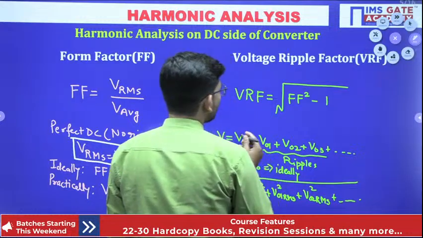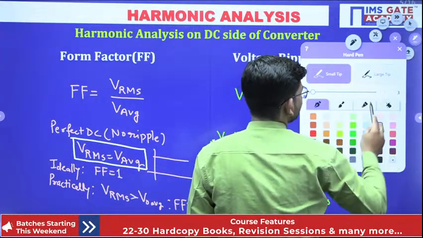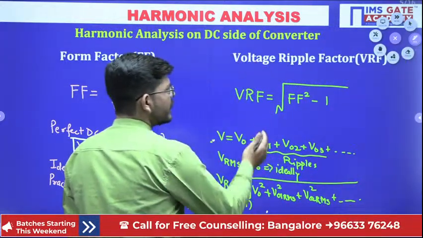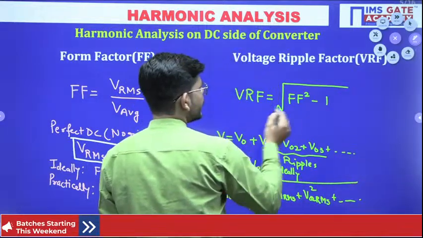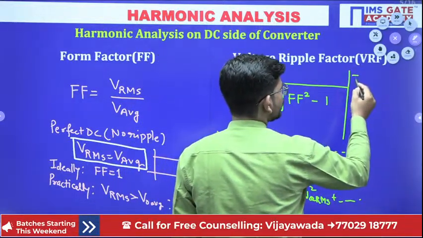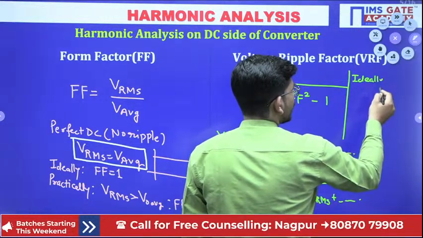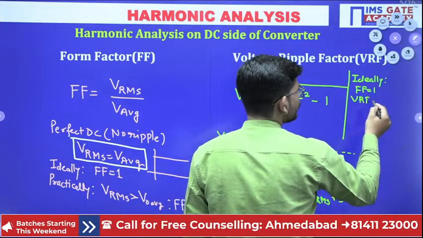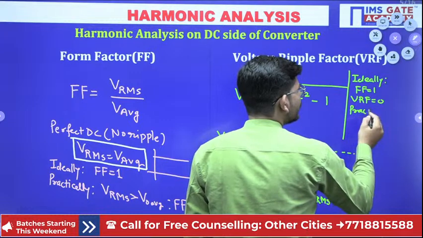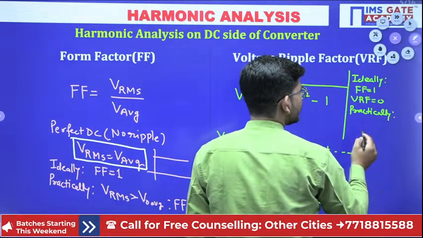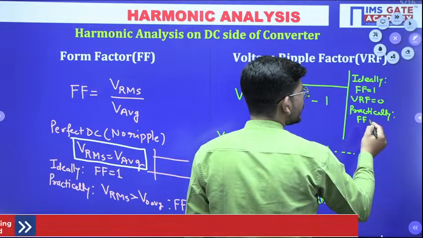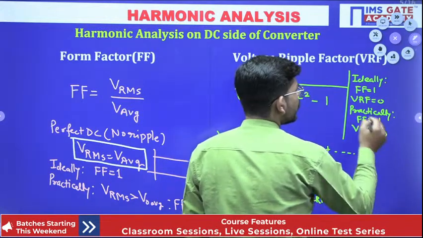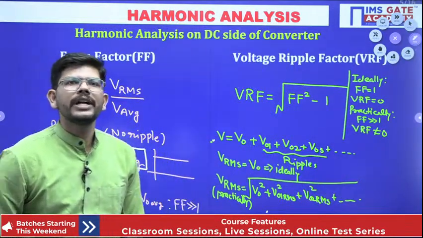Now ideally speaking, what will be the value of the voltage ripple factor? If the form factor is equal to 1, what are we going to get here? Ideally the form factor should be 1 and the voltage ripple factor should be equal to 0. But practically, if ripples are there, then the form factor will be greater than 1, and the voltage ripple factor will not be equal to 0, meaning that the DC is a polluted DC, isn't it?